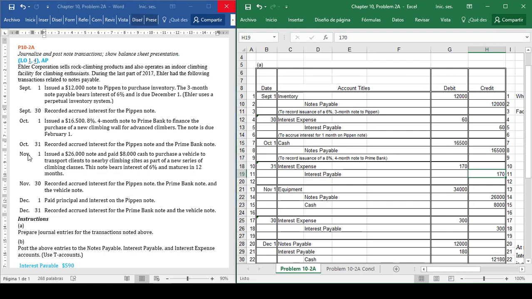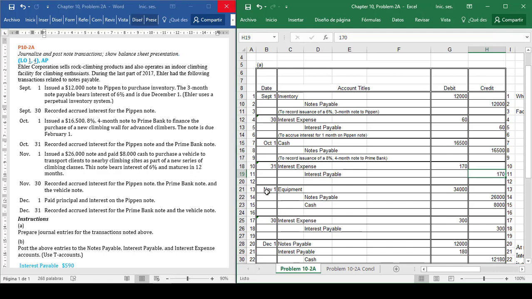Next, we have another note on November 1st, and issued a 26,000 note and paid $8,000 cash to purchase a vehicle to transport clients to nearby climbing sites as part of a new series of climbing classes. This note bears interest of 6% and matures in 12 months.